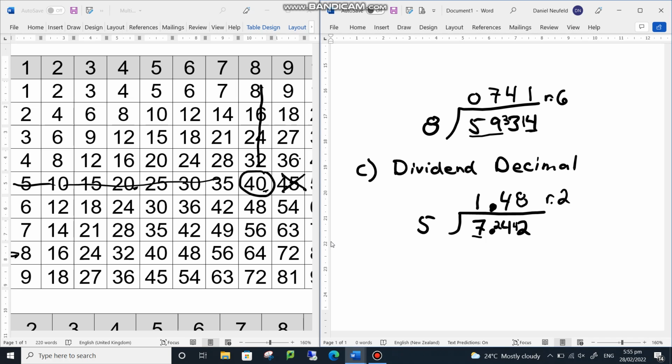Now, later on, we're going to be doing more with this. I don't want you to worry about it for now. We're just trying to get the idea of how to get that decimal in there. And like I say, as soon as we know how to do this type of question, it's the exact same thing because we've already put the decimal in the right spot.